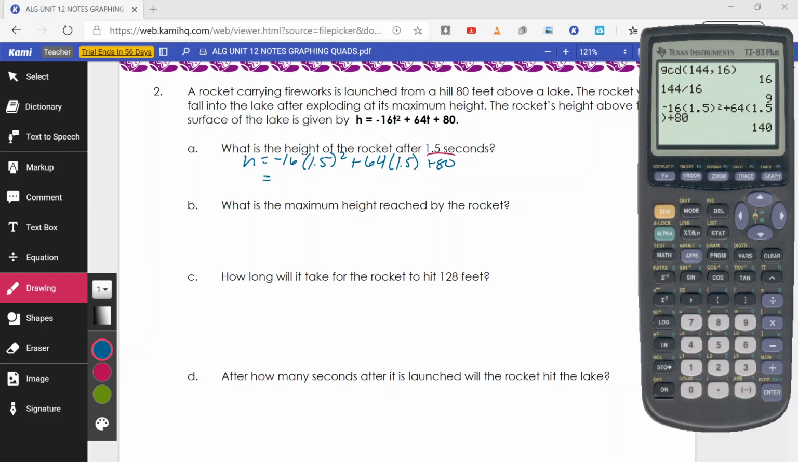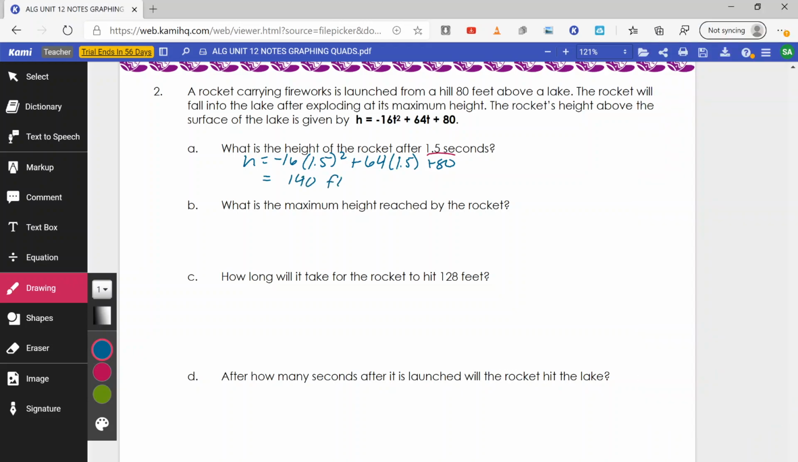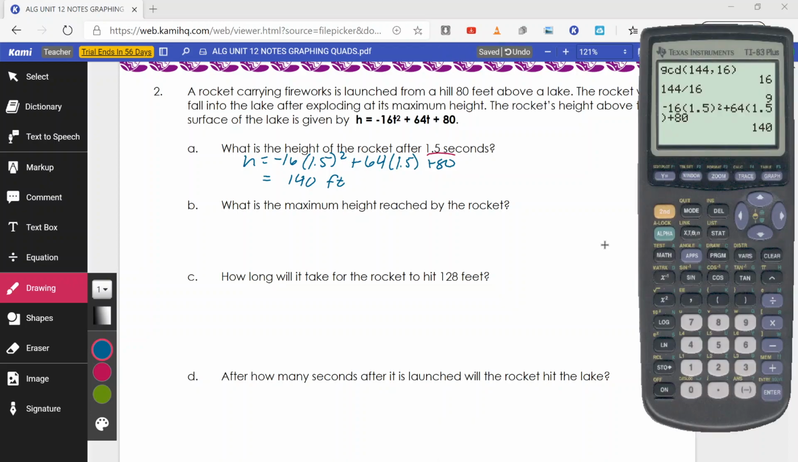Gives me 140. So after 1.5 seconds, we're at 140 feet. And letter B asks what's the maximum height.